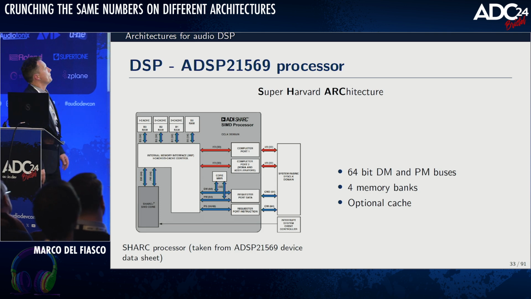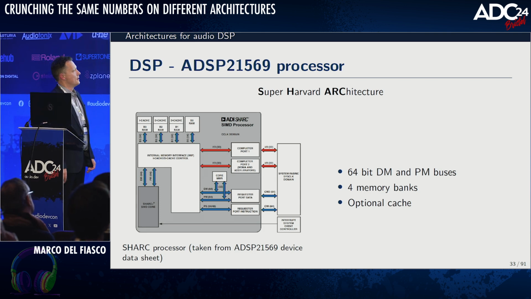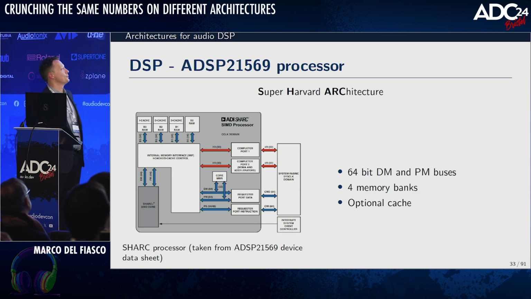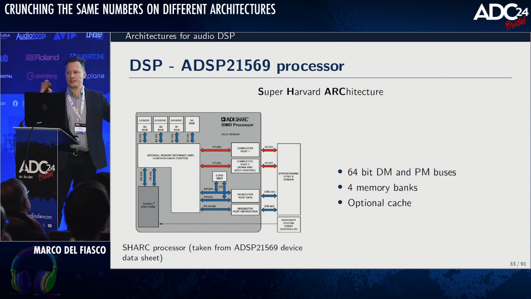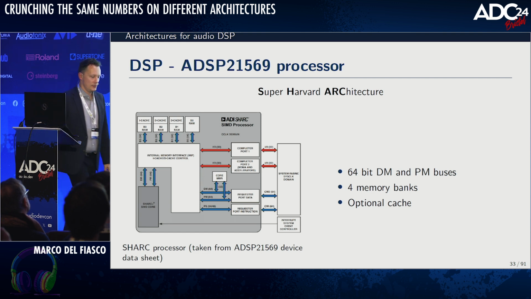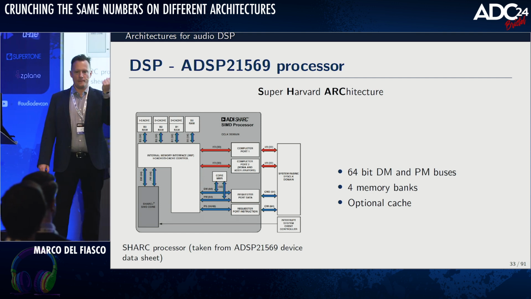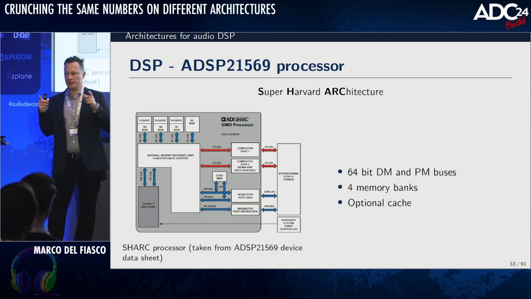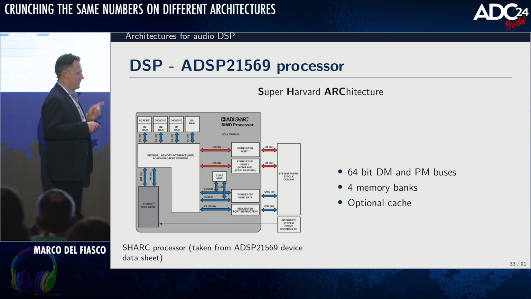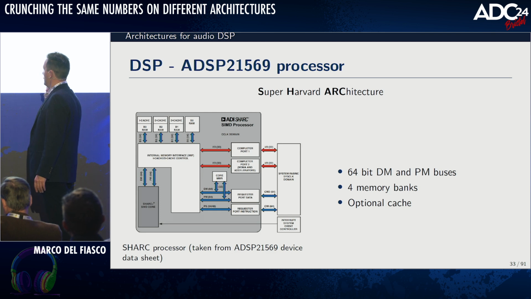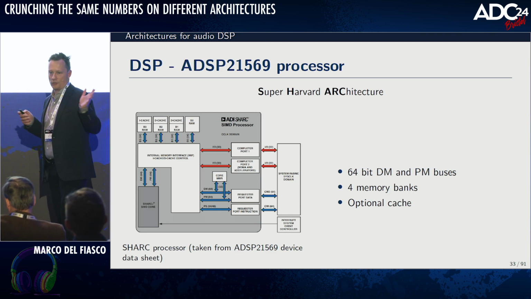This one is the block diagram of the processor. So it's a Super Harvard architecture. Probably it's what gives the name to this chip. It means that you have program and data memory that are separated. You have two tracks for the CPU, but it's Super Harvard in the sense that while you load the program memory with the instruction, you can still access two paths of data memory in the same clock cycle. So it's Super Harvard. The buses are 64 bits wide, and it has 4 memory banks and an optional cache. So you might decide whether to use the cache or not.